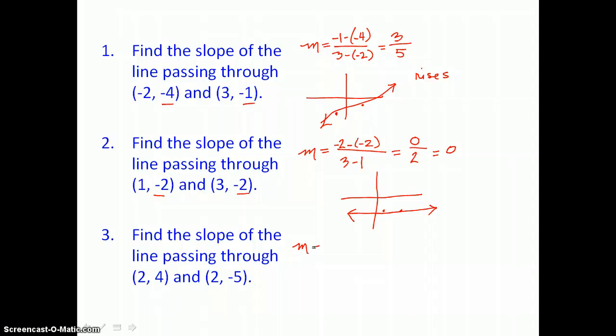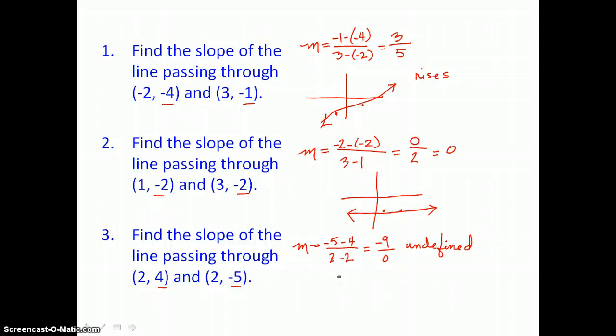And the slope of this third line, difference in y coordinates, negative 5, take away 4 on the top. And difference in x coordinates on the bottom, 2 take away 2. Notice in this problem the x coordinates are the same. So we're getting a total of negatives on the top, negative 9, and on the bottom 2 take away 2 is going to give us 0. Now we know in our real number system dividing by 0 is undefined. So this line has a slope that's undefined.